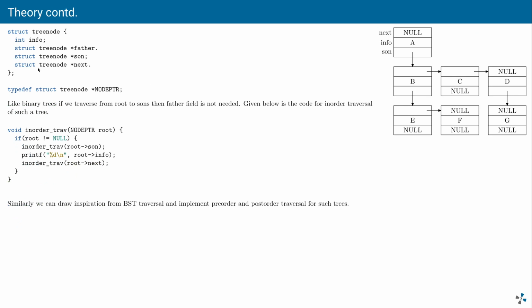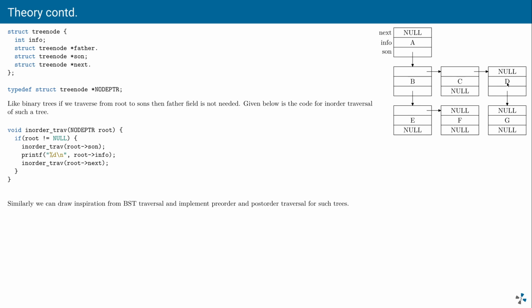Now, for such a dynamically allocated tree, if we look at the structure, it is given here on the right side. The top box represents the next pointer. The middle box contains the info, and the son is contained in the bottom box. So A is the root of the tree, A's son is B, B has next sibling C and then D.